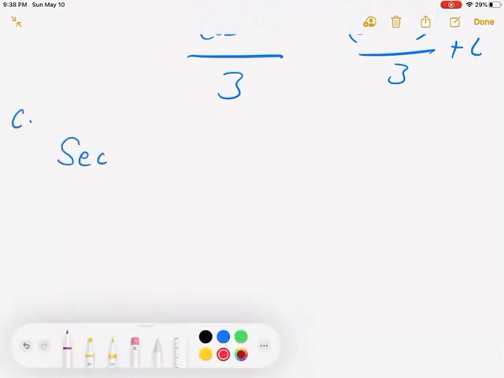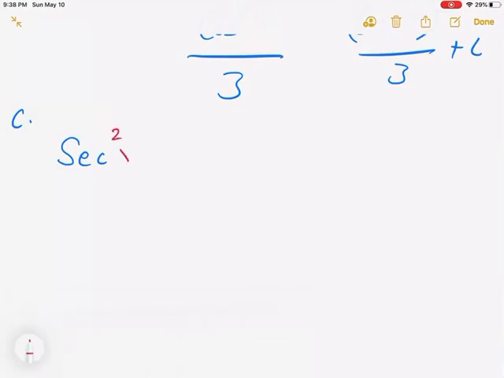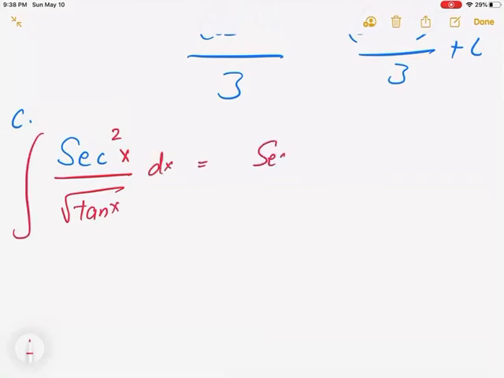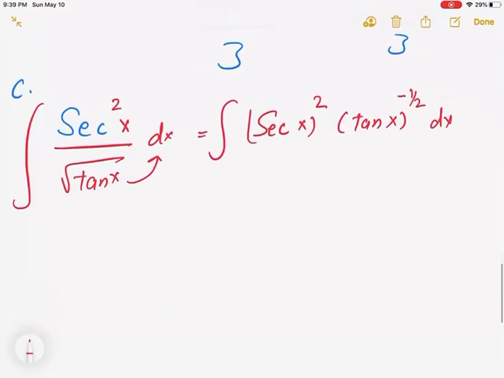I have secant square x, and I have the square root of tangent. First, I would simplify. Let's rewrite it. So this is secant x squared. I would move this one to the top, and this becomes tangent x to the negative 1/2, and there's dx. Okay, time to set something equal to u.